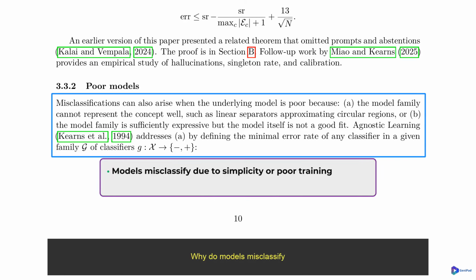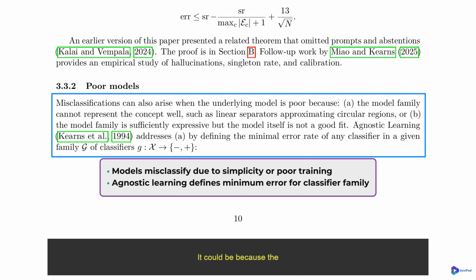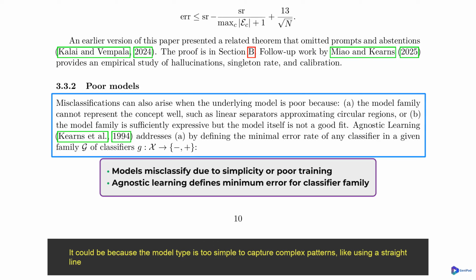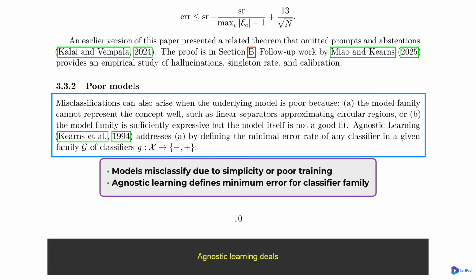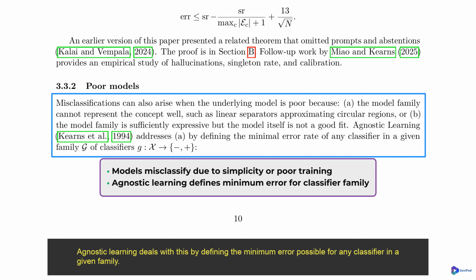Why do models misclassify things even when they're trying their best? It could be because the model type is too simple to capture complex patterns, like using a straight line to separate circular data, or because the model isn't trained well enough despite having the potential. Agnostic learning deals with this by defining the minimum error possible for any classifier in a given family.